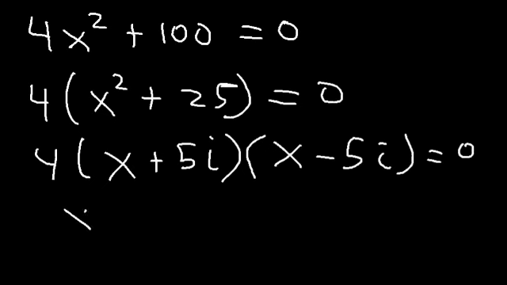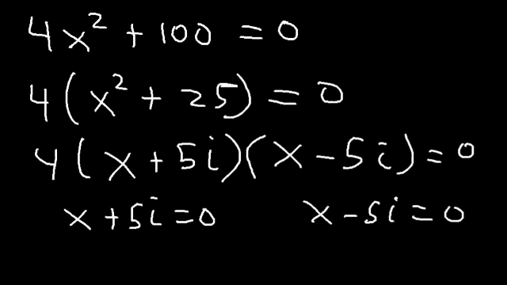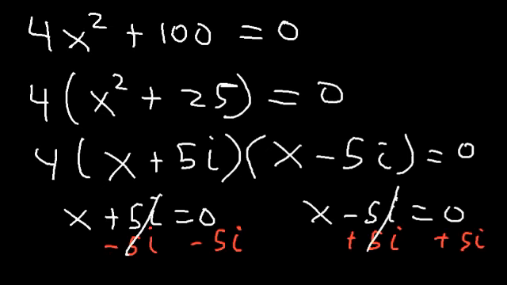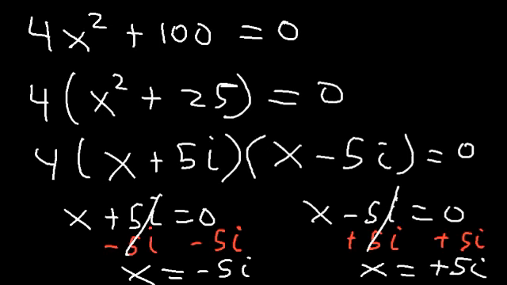So to solve for x, let's set each factor equal to 0. So in this example, we need to subtract both sides by 5i. Here we need to add by 5i. So we can see that x is equal to negative 5i and positive 5i.